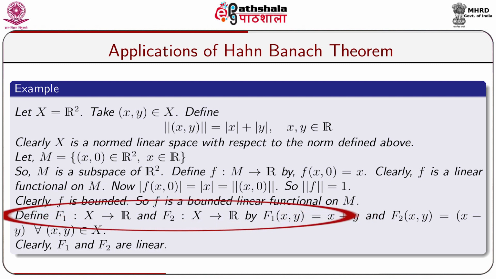Define a mapping capital F1 from X to R and capital F2 from X to R by F1(x, y) is equal to x plus y and capital F2(x, y) is equal to x minus y for all (x, y) belonging to capital X. It can be easily verified that capital F1 and capital F2 are linear.